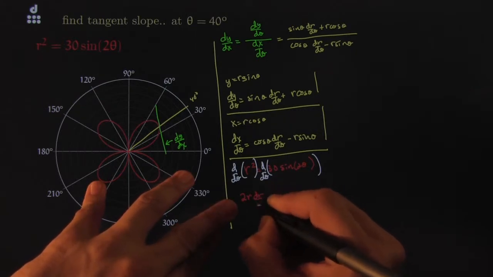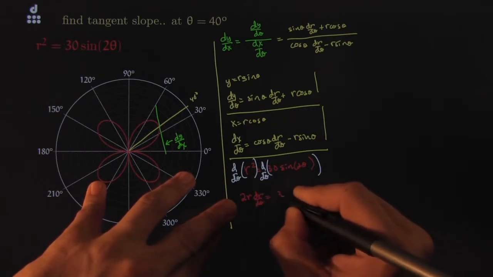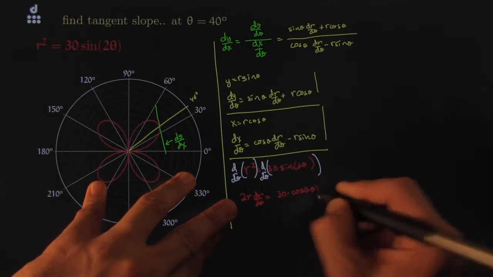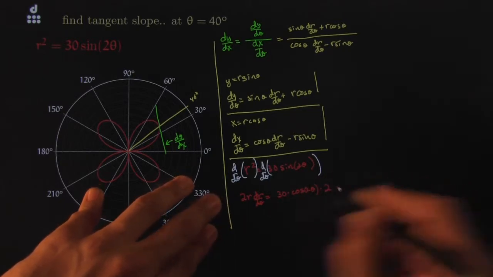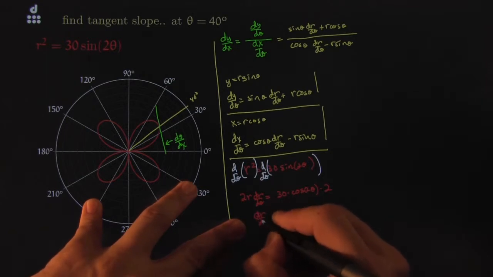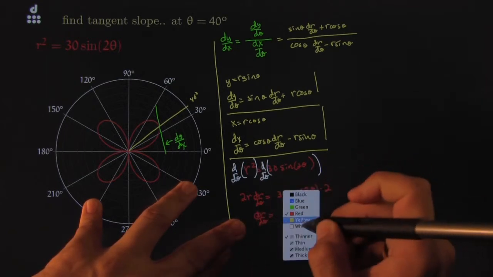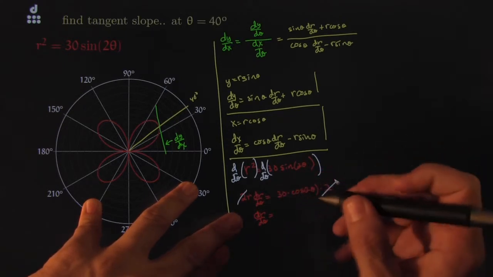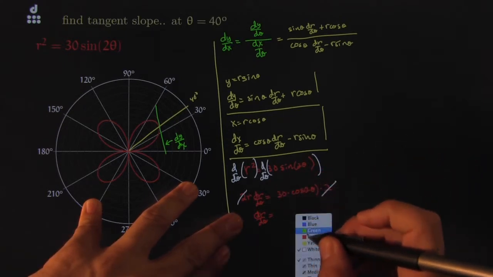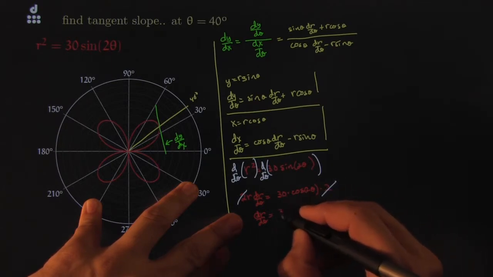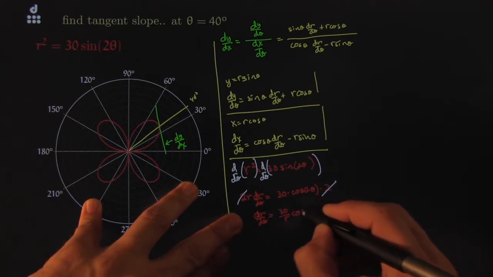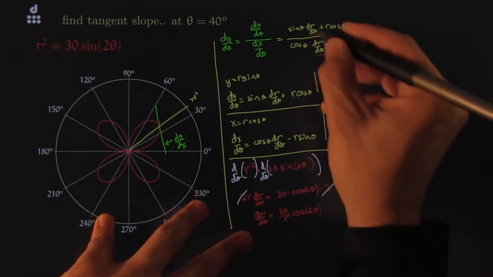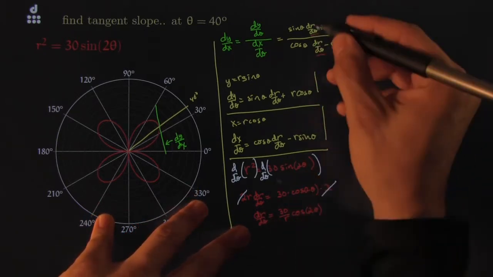2r dr d theta is equal to 30 times cosine of 2 theta times 2. Or that would get me to dr d theta is equal to, incidentally I think I can cancel that 2 there and that 2 there. Just cleaning it up a little. If you wanted to, you don't have to. This would give me 30 over r times cosine of 2 theta. That's what's going to go here for dr d theta in my formula.